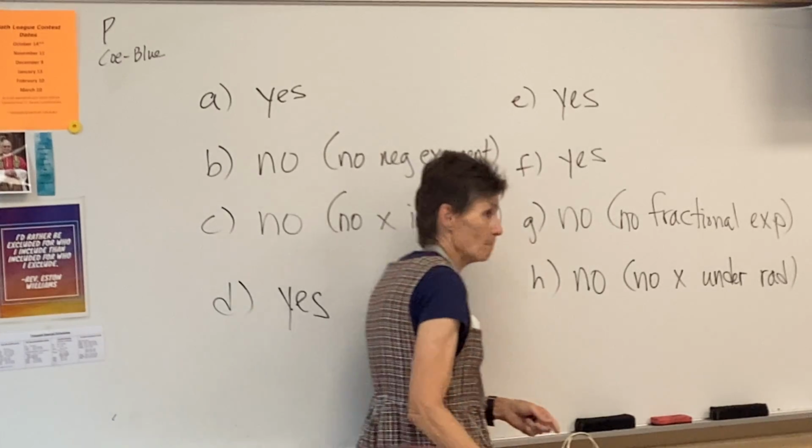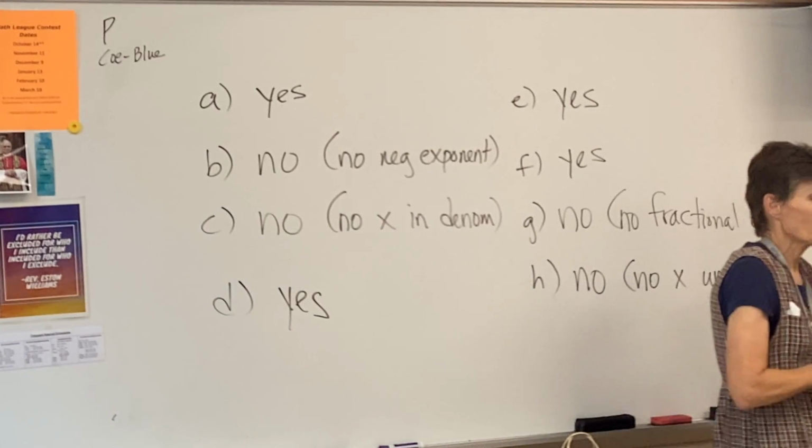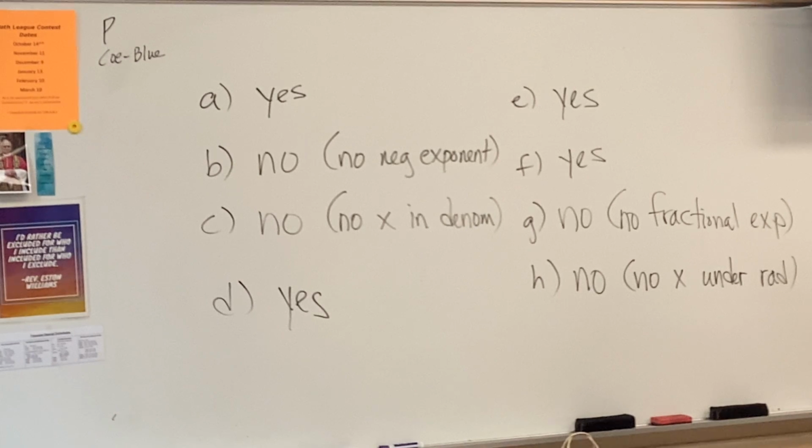So one more time, what are our 4 rules? This will be a test question. Is this a polynomial function? You will say yes or no. You'll say no if what? Negative exponent or fractional exponent. No X in the denominator. No X under a radical. Those are your 4 rules. If it doesn't have any of those things, then it's a yes. All right, got it? Okay.